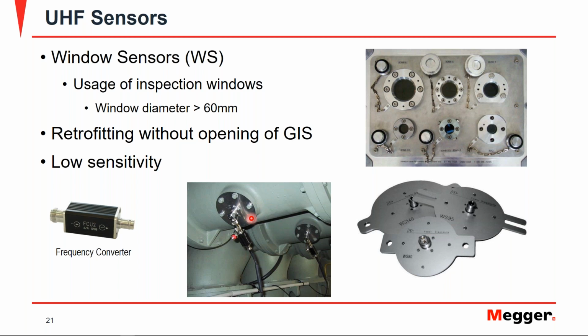So here we can see we have our window sensor attached to the inspection window. We have our frequency converter unit, and then the coaxial cable, or just RG58, going out to our measurement instrument. So you can see the several different window sensors, and then our frequency converter unit used again to shift the frequency to lower frequencies.